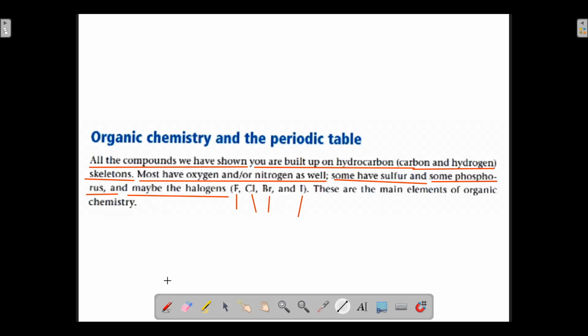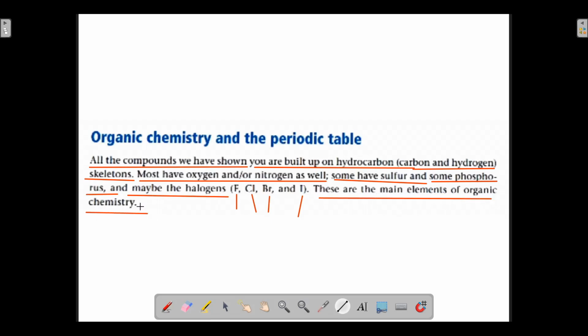Do not think about astatine, because astatine is a radioactive element, and many students also think about it. Its chemistry study is limited, so it is not usually studied in organic chemistry. Only four halogens are studied: fluorine, chlorine, bromine, and iodine. These are the main elements of organic chemistry.